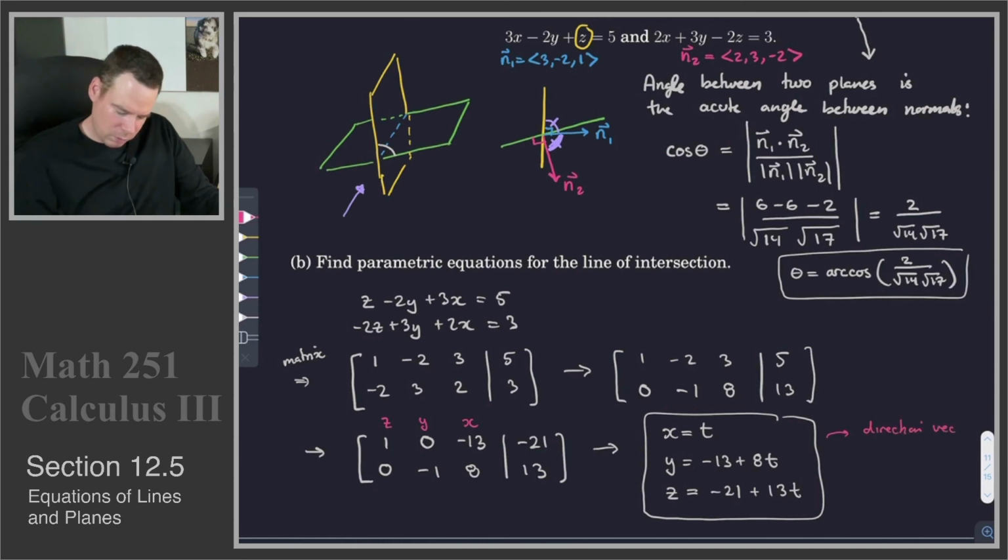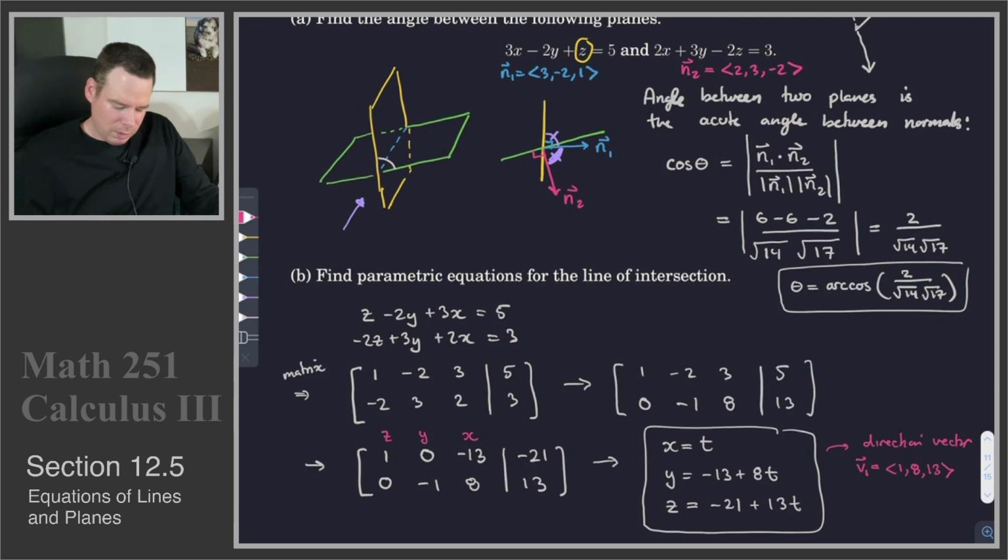We've got a direction vector. The direction vector is 1, 8, 13. So what do we know about this direction vector? Well, it's got to be a vector that lives in both planes, because the line lives in both planes. So that vector has to live in both planes.